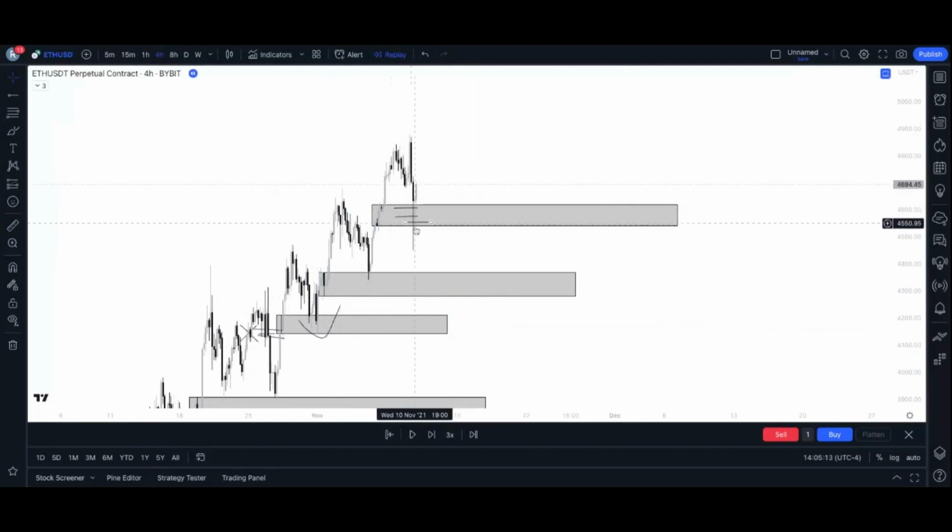What happened here is it cascaded through the demand, meaning that it took out people with tight invalidation. Let's say people played this demand zone with a tight invalidation right here, it took them out of their play completely, grabbed liquidity around this level, and continued up. Right? That's all that happened here.